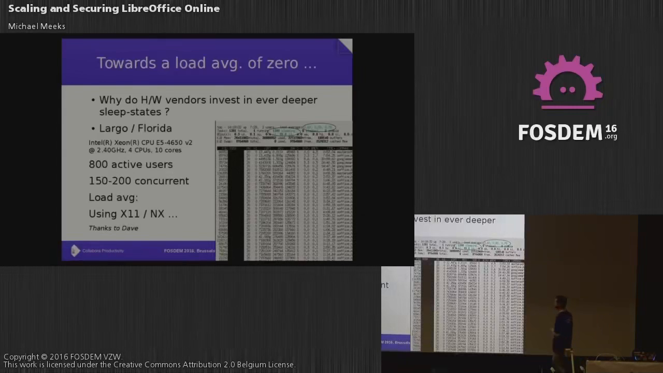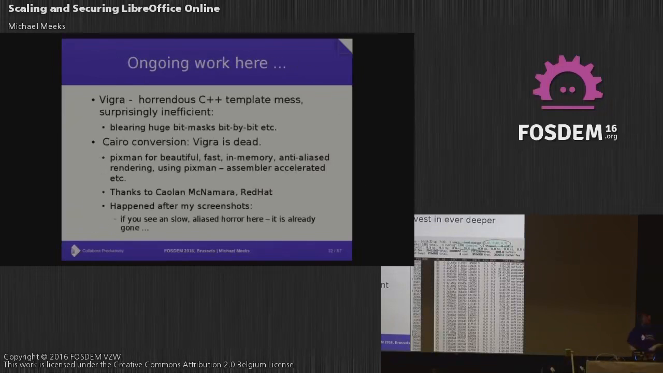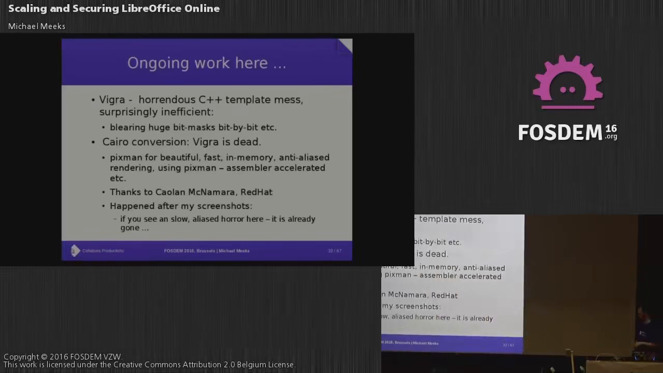So anyhow, this machine with that spec has something like 800 active users, of which 150 to 200 are concurrent. And the load average, as you see, is 0.6, 0.8, 0.7, which seems reasonable. And they're using X11. It's not exactly our use case, but I'm trying to persuade you that this is not a huge problem.